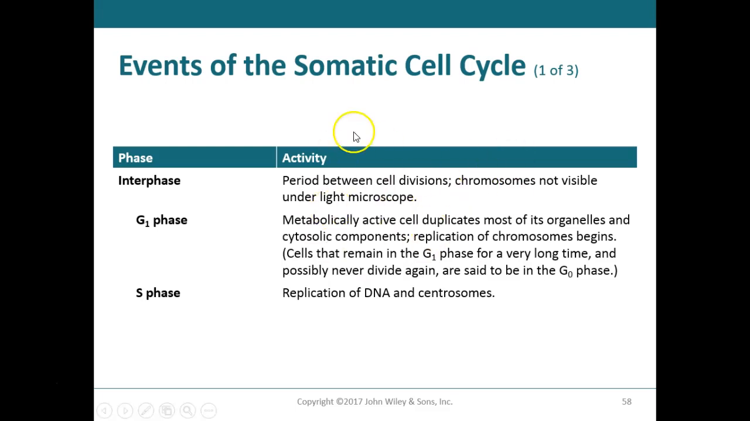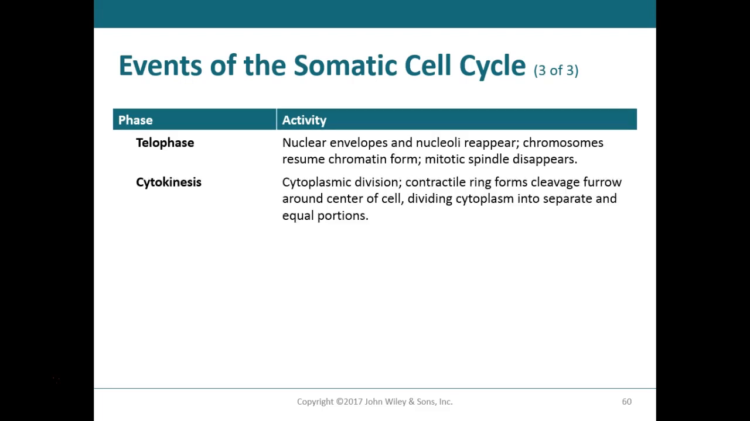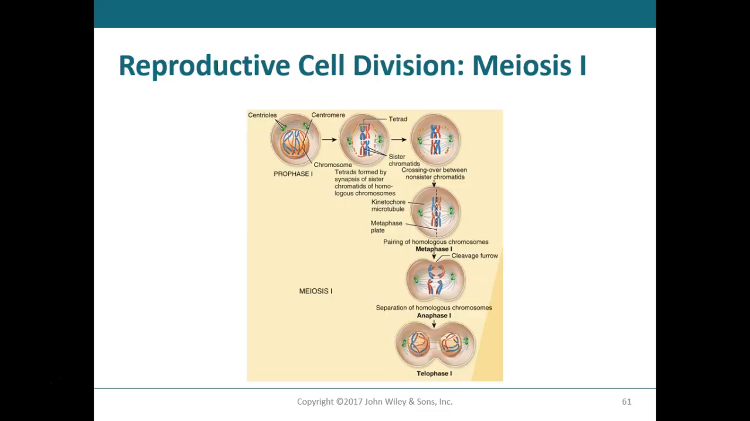All right, so this sort of gives you just a table form of what we just looked at. So you have your interphase with your G1, S, and G2. Then you have mitosis with the phases of mitosis and what's going on inside the cell. And then cytokinesis, which separates the two cells.